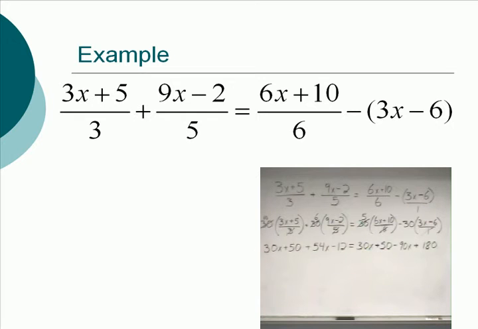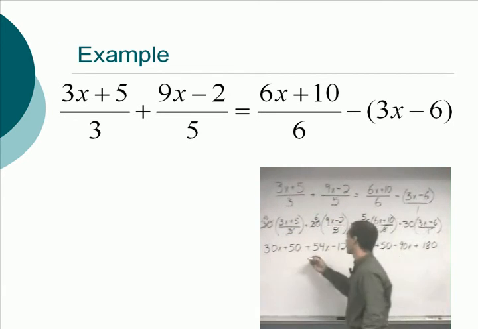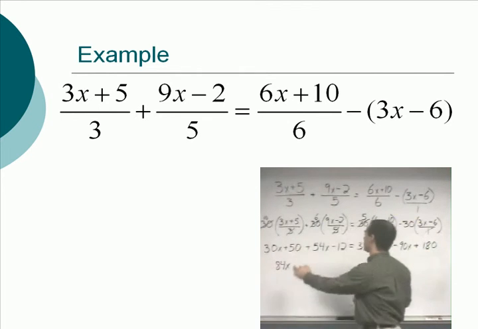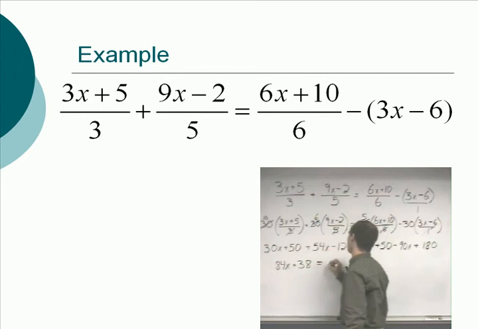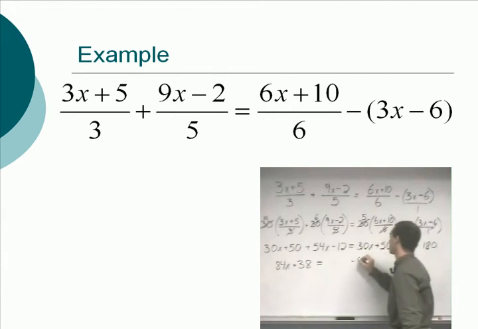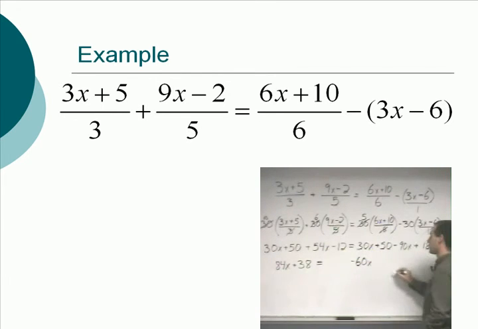Now we're home free. Now let's combine terms. Yeah, let's combine all our terms. On the left side, we've got 84x plus 38 equals, on the right side, we've got negative 60x plus 230.